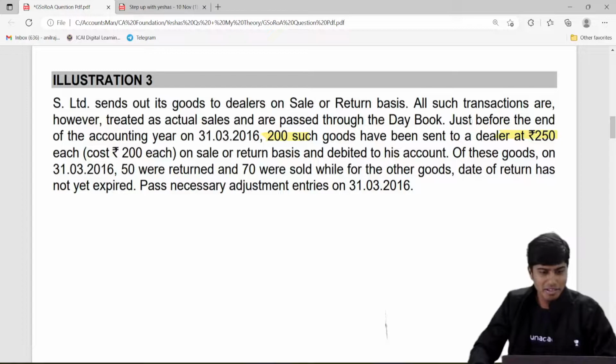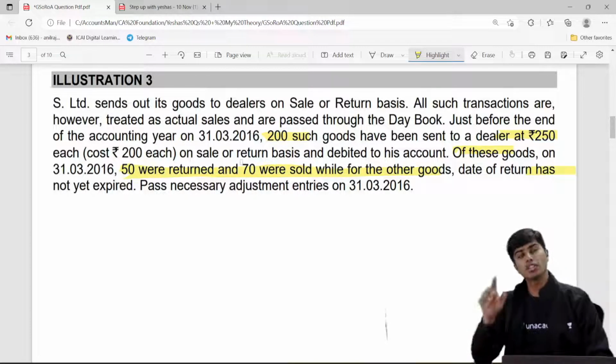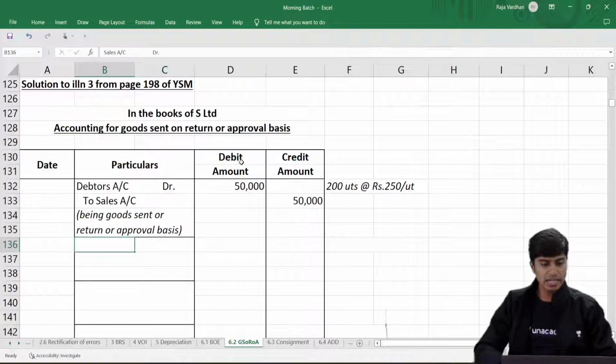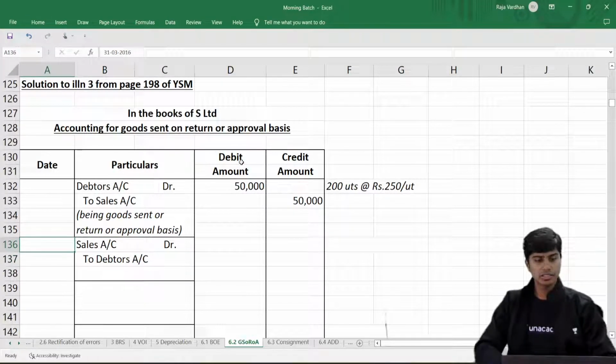Then what do we have? Of these goods, on 31st of March 2016, 50 were returned, and 70 were sold, while for the other goods, the date of return has not yet expired. So for the 70 which are sold, we've already written the sales entry. We don't have to write a separate sale entry. For the 50 which are returned, let us quickly reverse our sales entry. Sales to debtors.